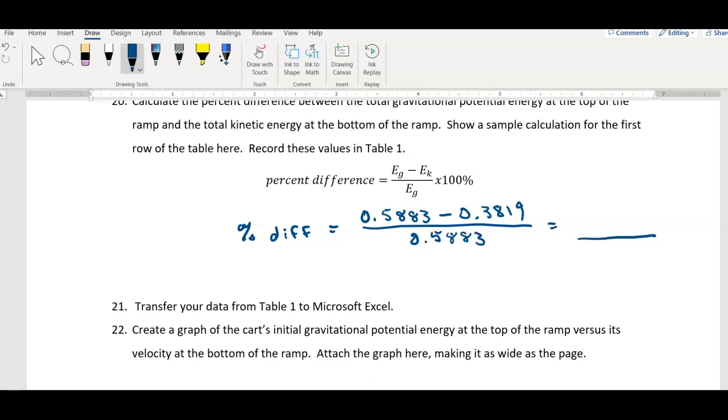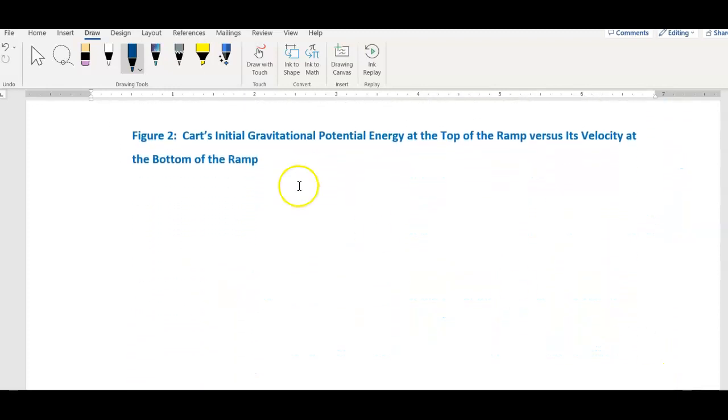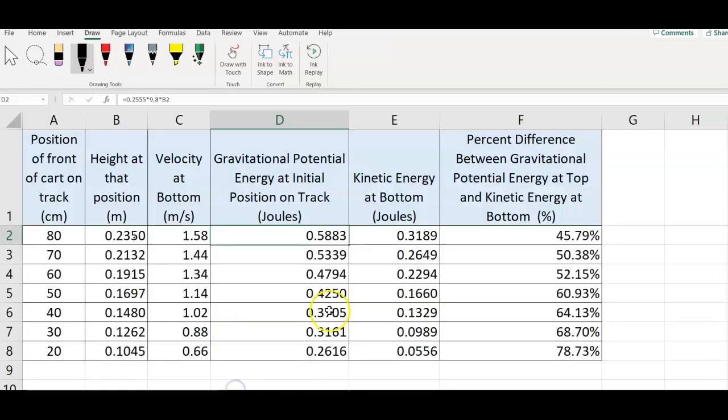And I'm going to calculate that, and I'll get the percent difference. Okay, so those are the sample calculations. Let's keep going here. Now I need figure 2. Figure 2 is the EG at the top of the ramp versus the velocity at the bottom of the ramp. And so that will be in Excel.